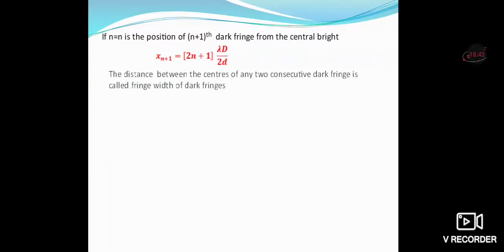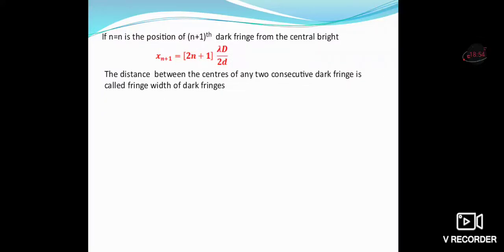Similarly, we have to get it for the (n plus 1)th dark fringe. For that, if n is equal to n, then it is the position for the (n plus 1)th dark fringe from the central bright or the central maximum. Therefore, x(n plus 1) is equal to (2n plus 1) lambda D by 2d. Then again, the distance between the centers of any two consecutive dark fringes is called the width of the dark fringe.